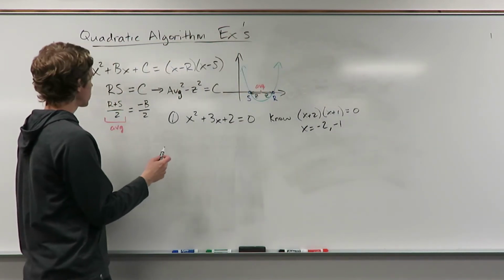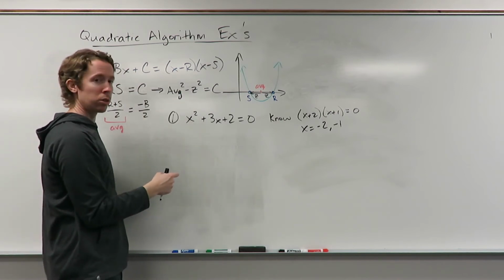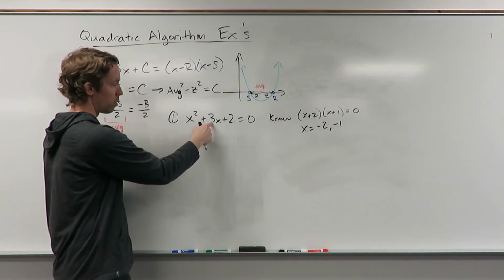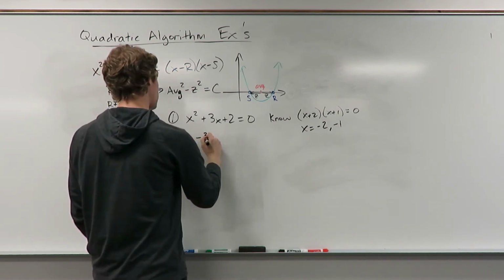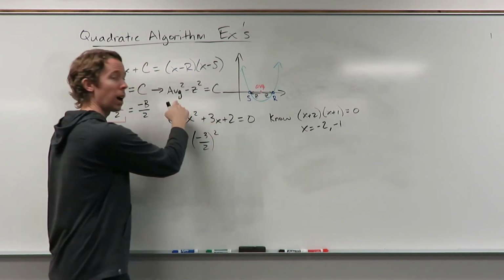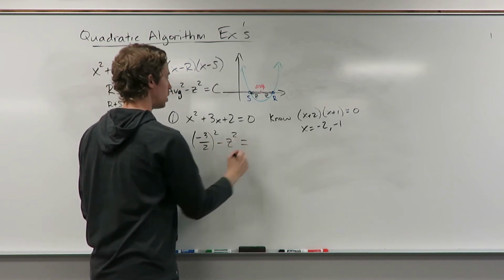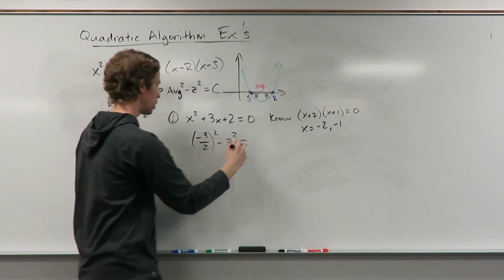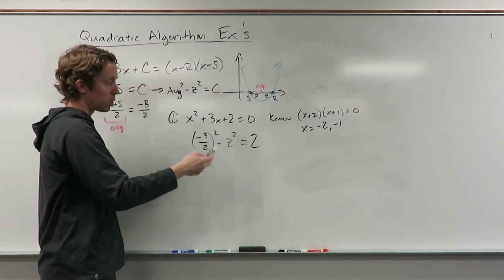All right, so the way it works, we've got to find the average. The average, remember, is just negative b divided by 2. So I've got -3 divided by 2. I need to square that because I've got average squared, and minus z squared equals c. C is 2 here. So now I just solve for z.